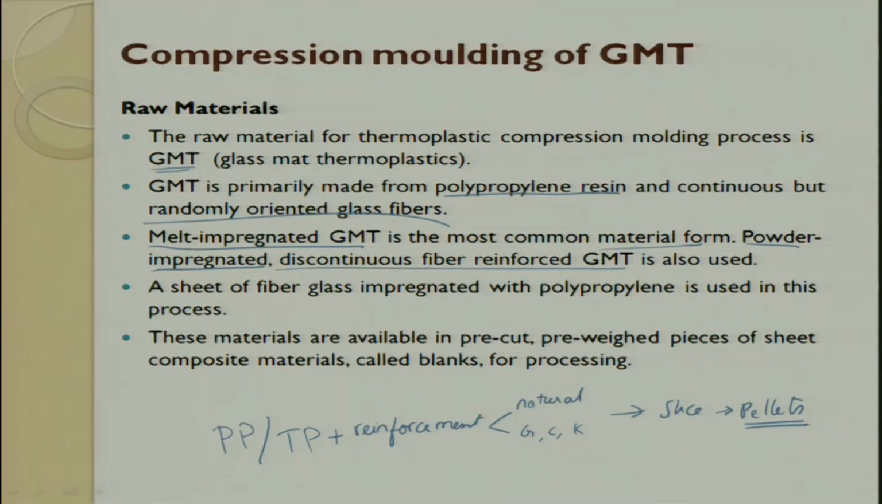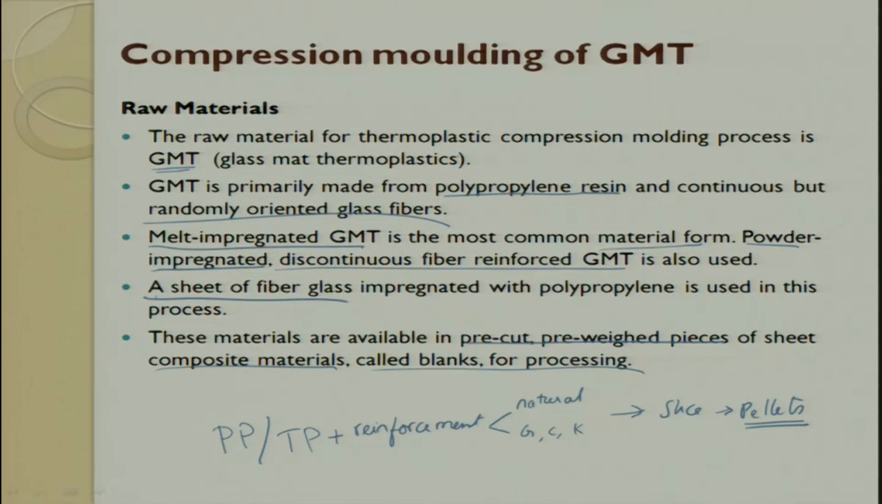The other way is where melt impregnation of GMT is already done, and then we take it, or in powder form they mix it and then get it. There can also be a sheet form of impregnation which is done with PP. People take a PP sheet and then take a glass fiber, then keep a PP, consolidate, get the requirement whatever it is, and then make a composite sheet out of it. The raw material is then pre-cut, pre-weighed, and this is called a blank. So GMT is nothing but glass matte thermoplastic, used for compression molding.